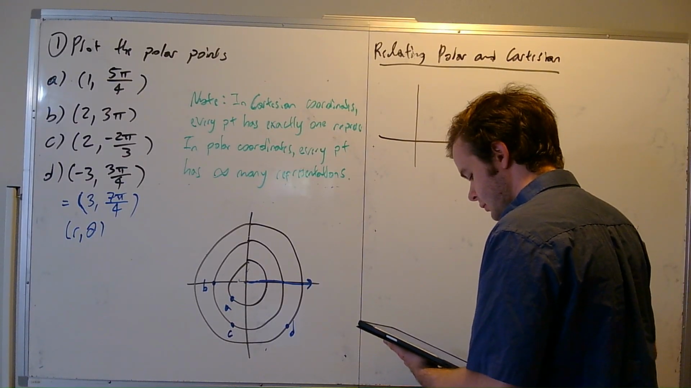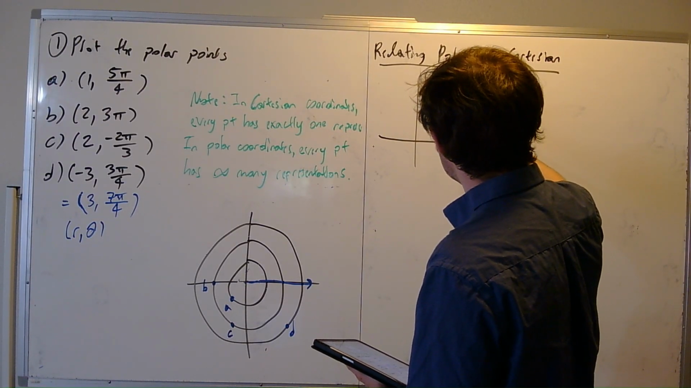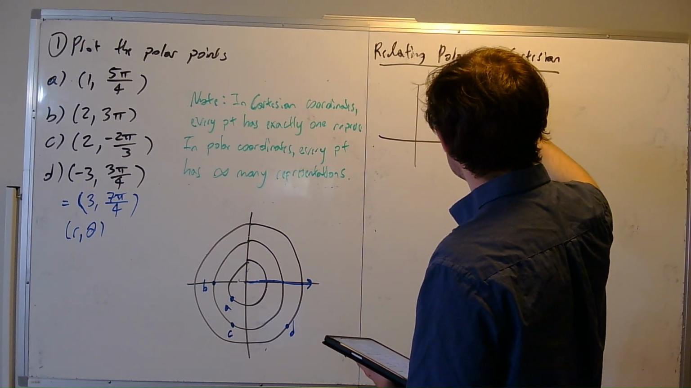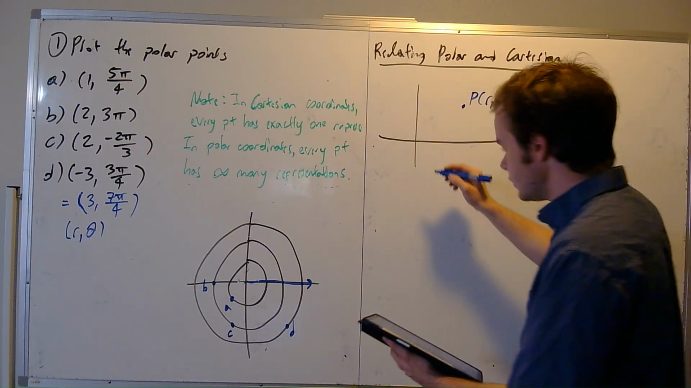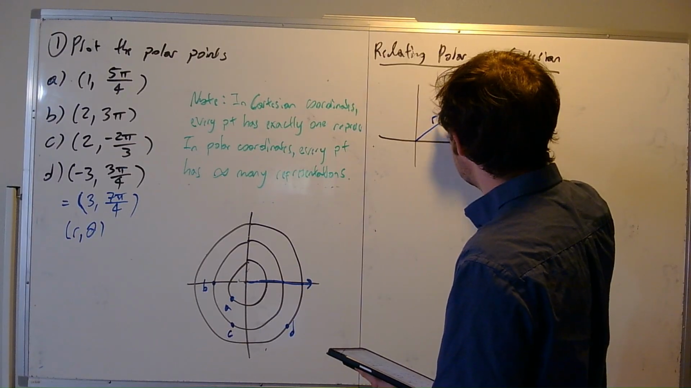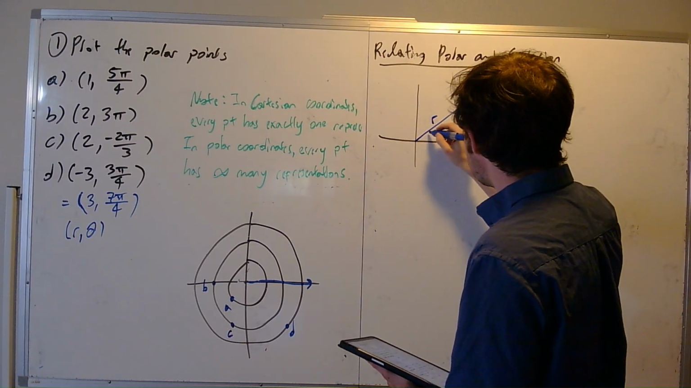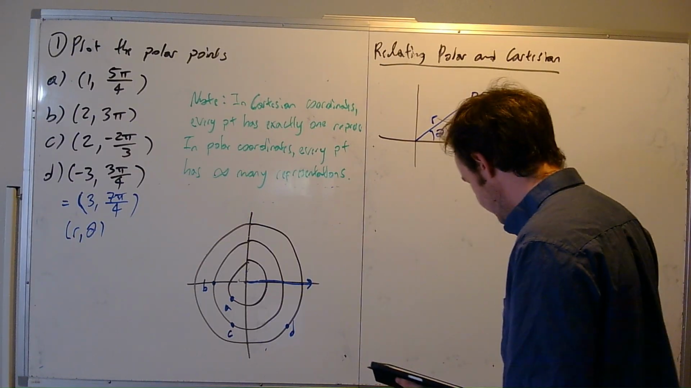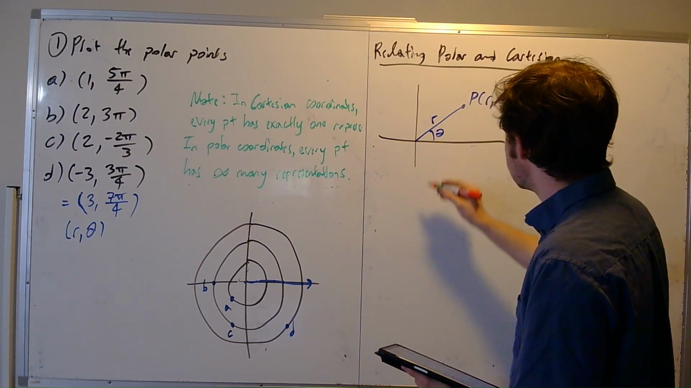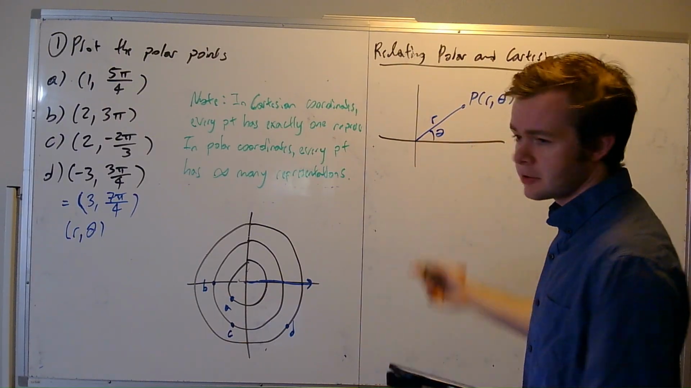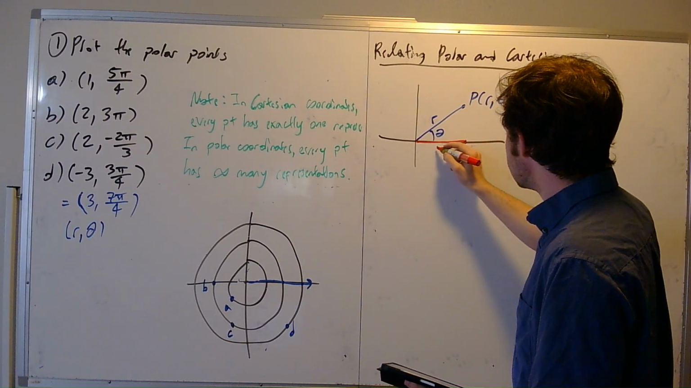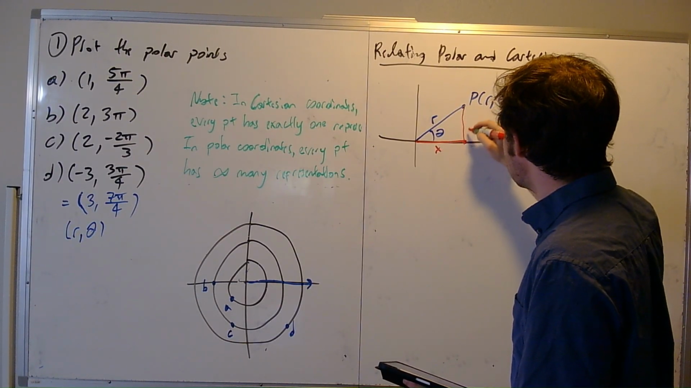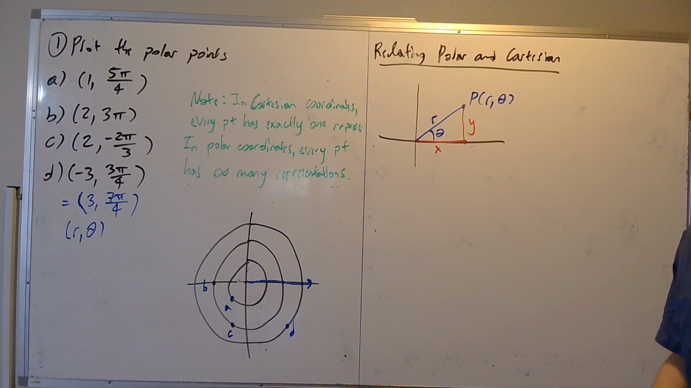Let's say we've got our point here. This is our point P, which has a radius and an angle theta associated with it. So we know that this is going to be our radius, r, and this is our angle theta. And we know that we can also write this point as x comma y. So we know that this distance here must be x, and this distance here must be y.